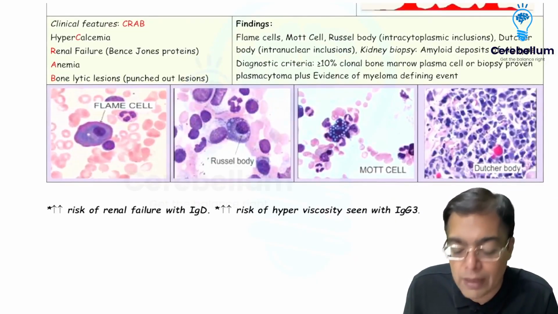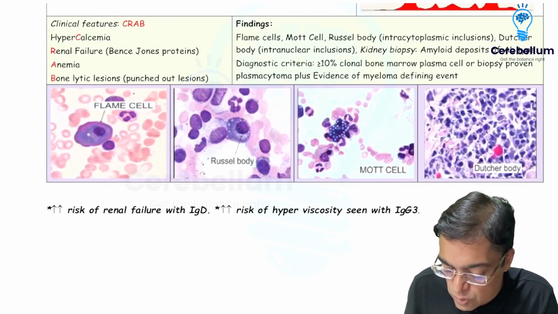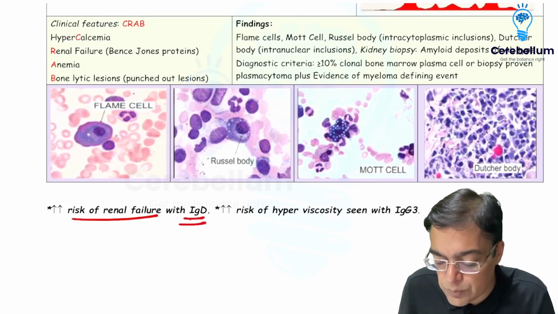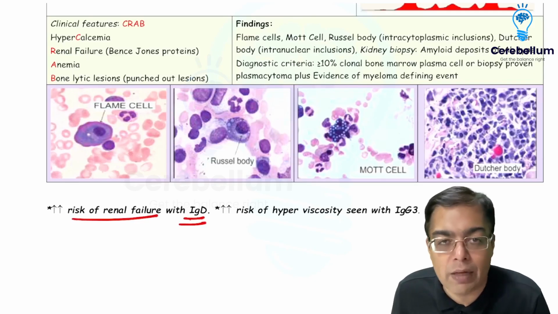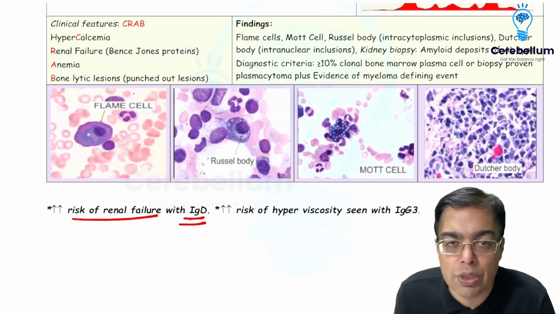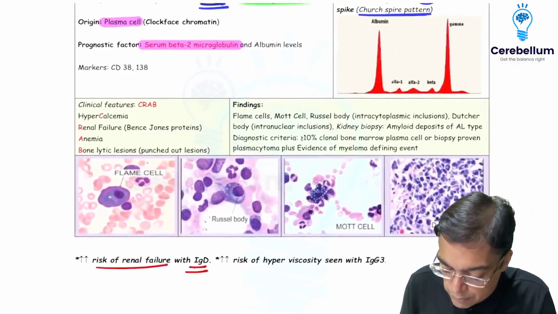Just for the sake of handling a relatively not so easy question, if you are going to be having the presence of an increase in the levels of IgD, then the risk of development of renal dysfunction is more. And if there is a specific subtype of IgG, that means immunoglobulin 3 subtype is present, then it is associated with higher risk of development of hyperviscosity of the blood, right? That is what you need to be familiar with so far as multiple myeloma is concerned.